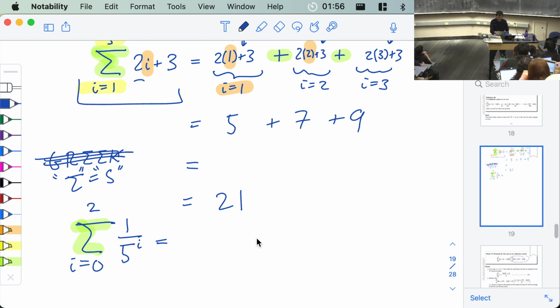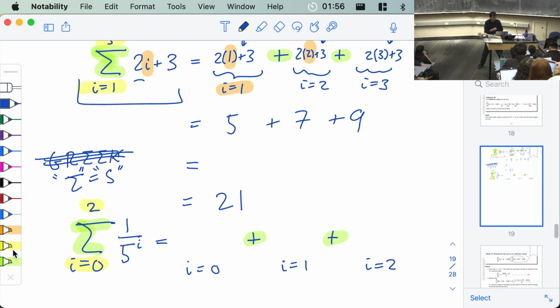Okay, so the big letter S, what does the big letter S mean? S means sum. So we're adding up things. There's going to be 3 things in this one. And we're starting here. We're not starting at 1. We're starting at 0. So i equals 0 to 2. So the first thing is i equals 0. The next thing is i equals 1. And the next thing is i equals 2. Those are the 3 things we're doing.